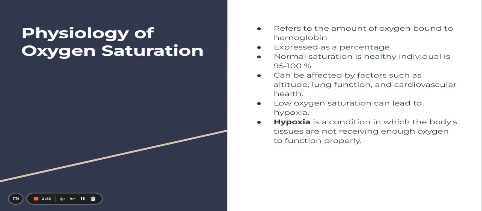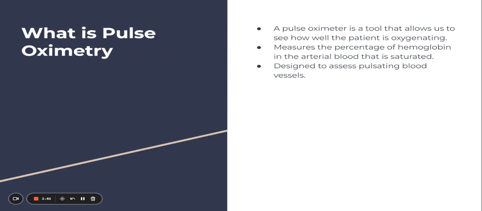So it's important to be able to diagnose and treat hypoxia promptly in order to prevent further harm to the body. This may involve increasing the oxygen saturation of the blood, improving blood flow to the tissues, or addressing the underlying cause of hypoxia. So how do we diagnose this hypoxia? Well, we use pulse oximetry.